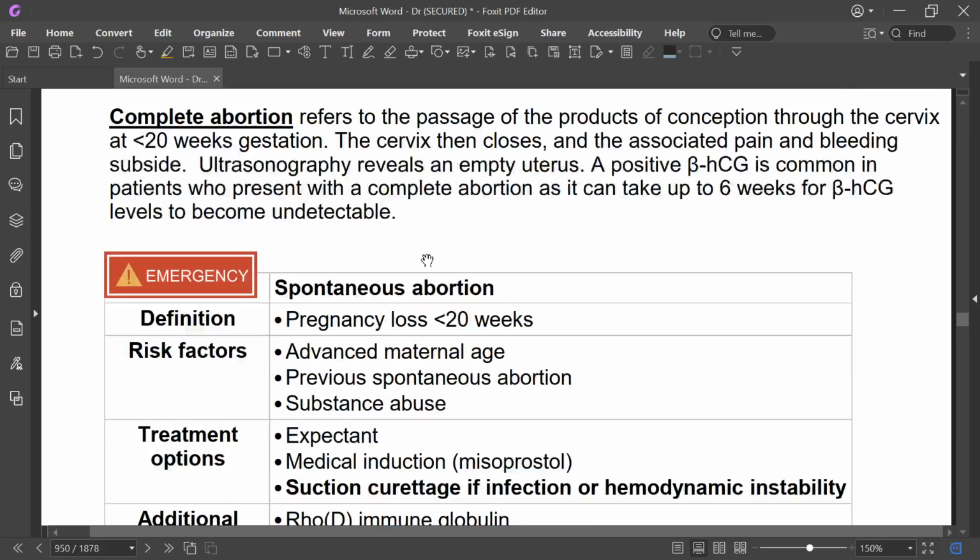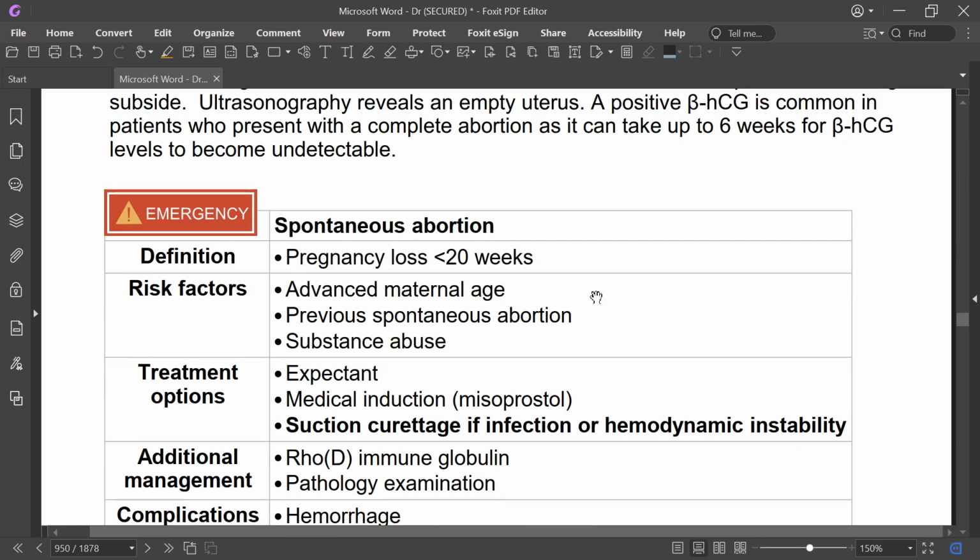Now, complete spontaneous abortion: pregnancy loss before 20 weeks. Risk factors are advanced maternal age, previous spontaneous abortion, and substance use. Treatment is expectant or medical induction with misoprostol, or suction curettage if there is infection or hemodynamic instability. We give misoprostol, a prostaglandin, to induce labor, and if not possible, suction curettage.